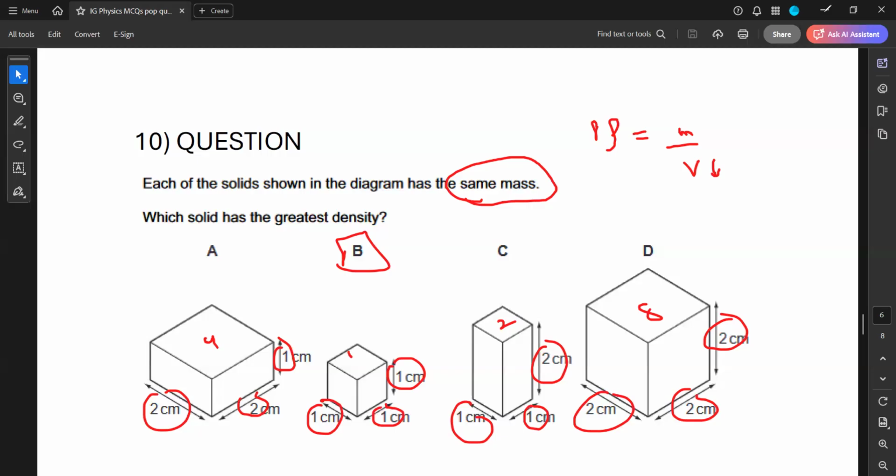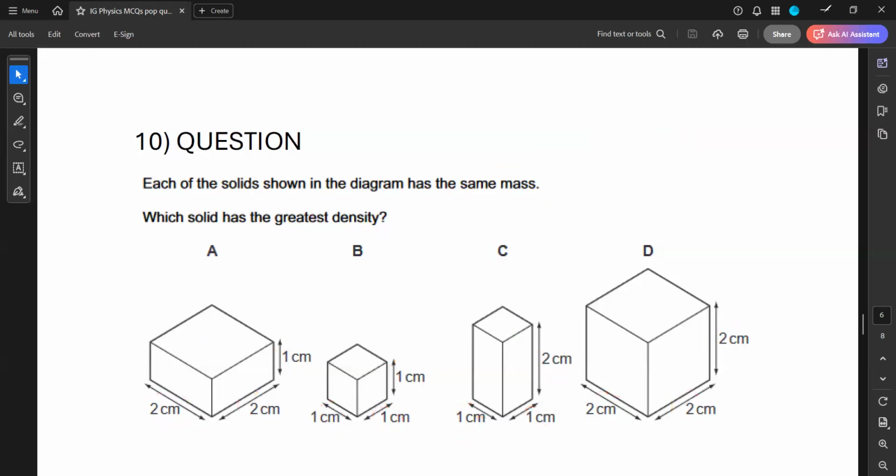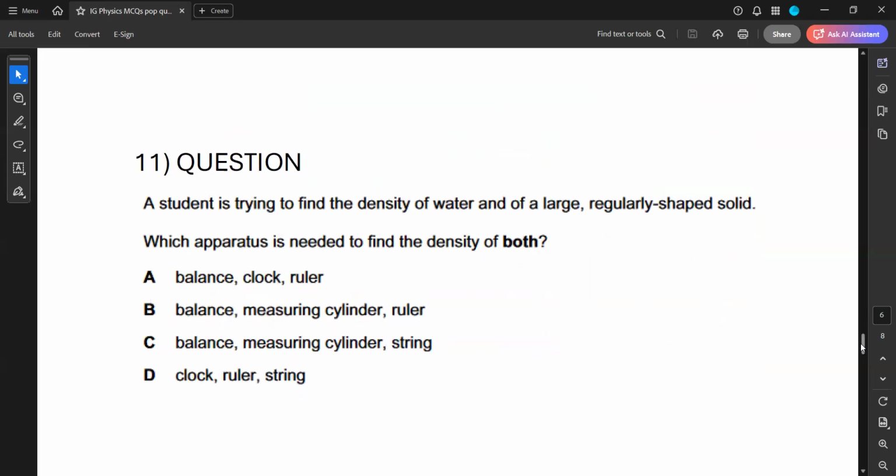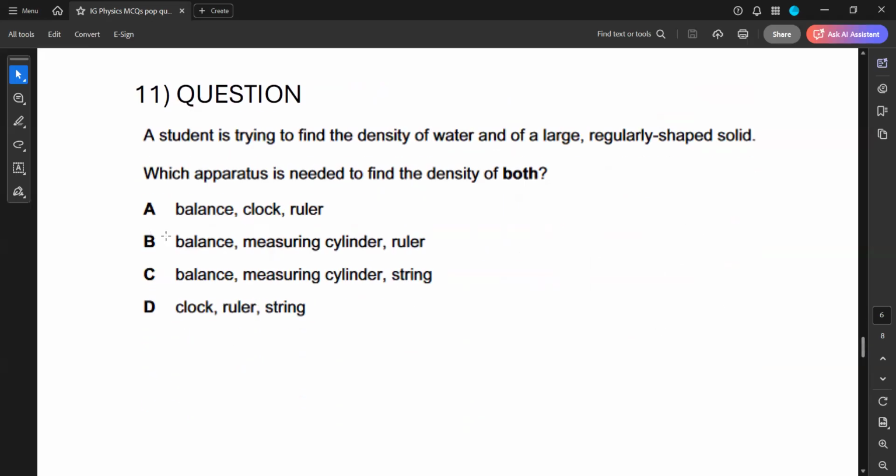This is a last week pop quiz for those who just joined now. This was last week's pop quiz 9, MCQs. First, we're discussing this, then we'll start our topic 1.8, which is about pressure.